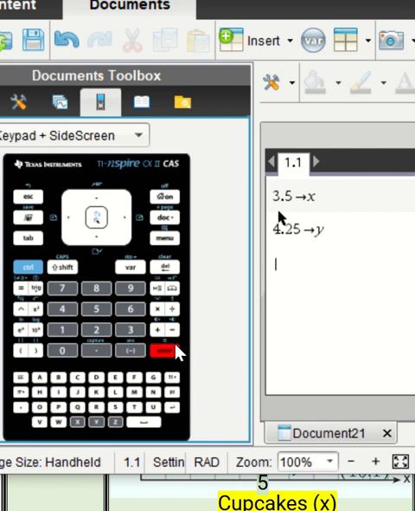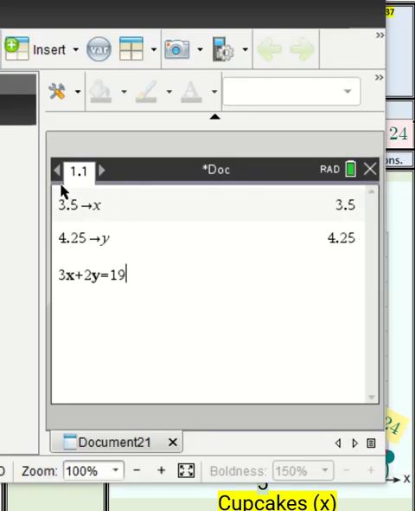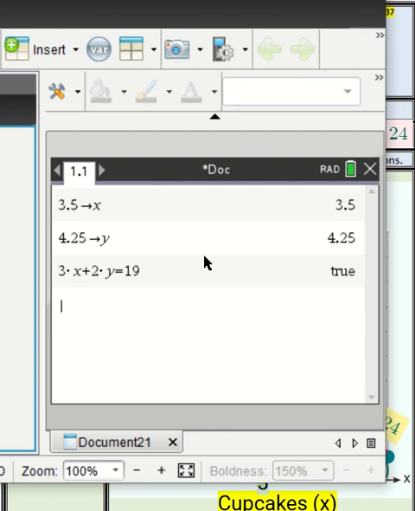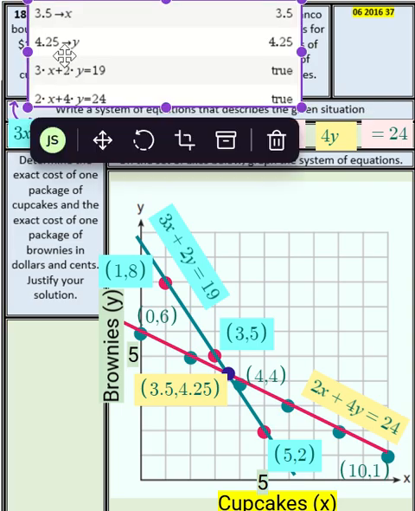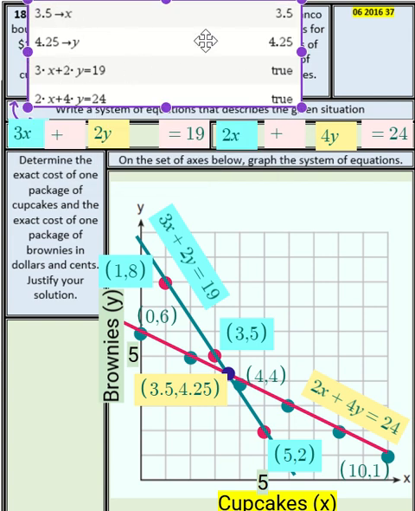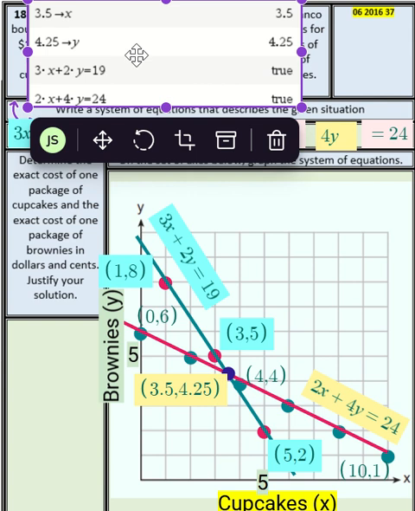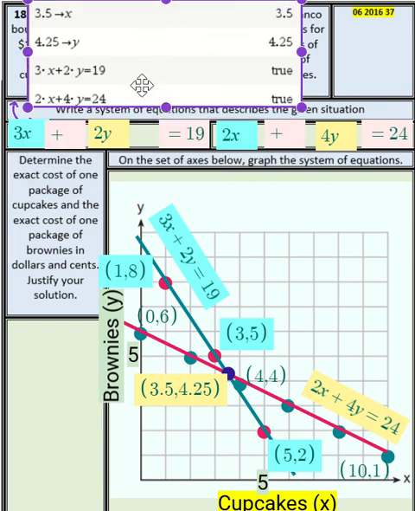Now, I want to type in that system of equations again. When I press enter, notice that my first equation is true. So I type my second equation, that's also true. So now what I can do is steal this and put this right into my document as a response to my question. So this is how I show the work to justify my answer. If those are both true, then this is my solution to my system.